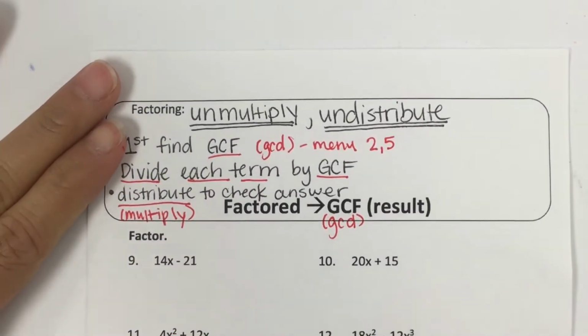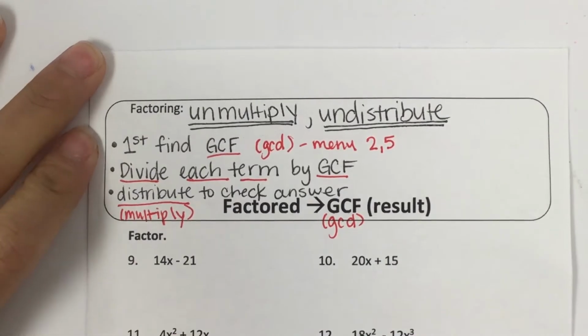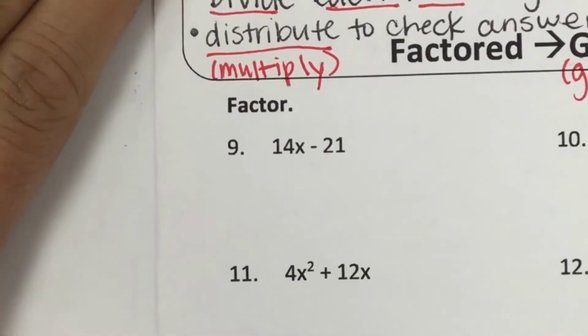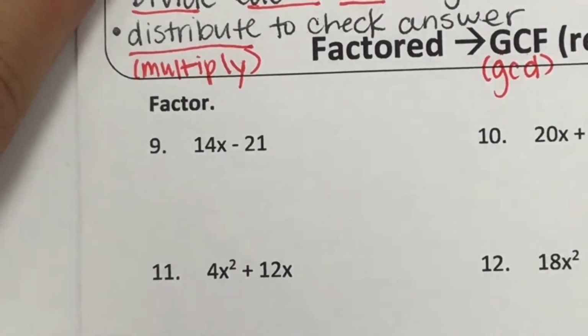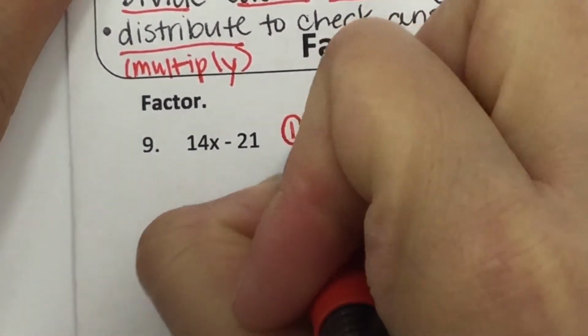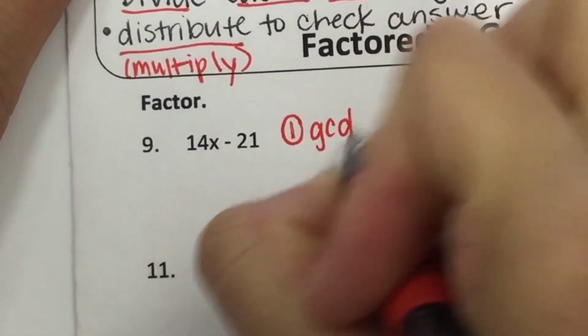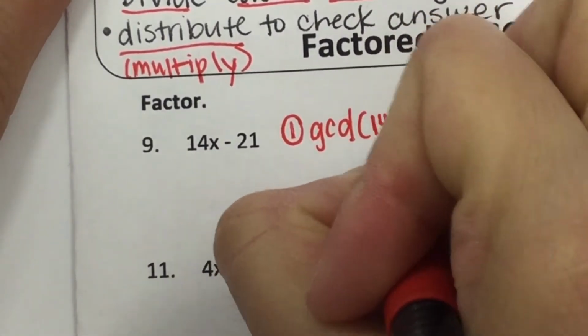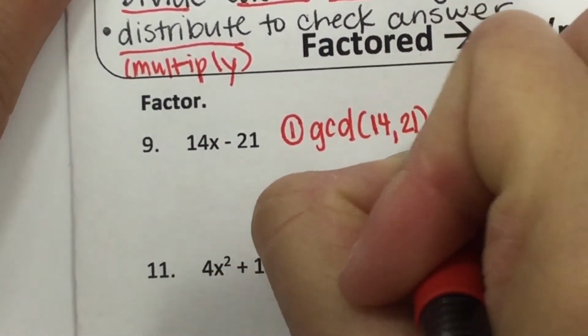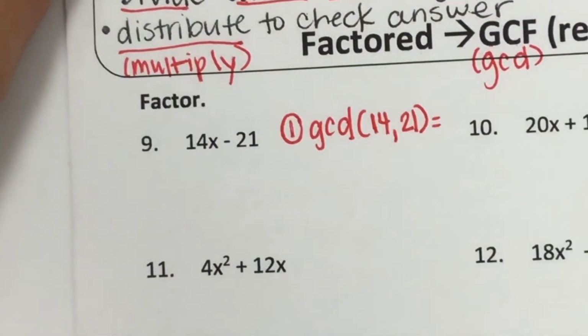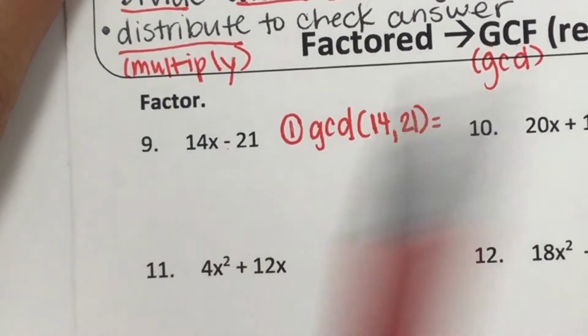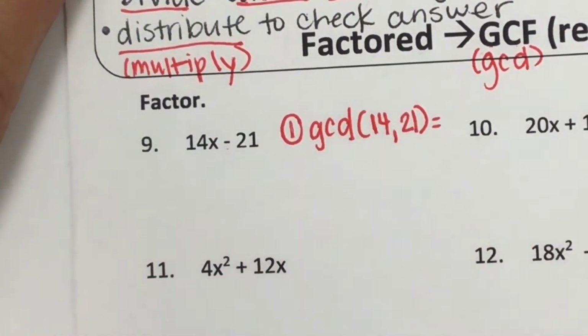So on number 9, go ahead and write that down. If you need more time, pause the video. On number 9, the first thing we're going to do is find the GCD. So 1, find the GCD of the numbers 14, 21. So in the calculator, you do not take the sign. It's only 14 and 21.